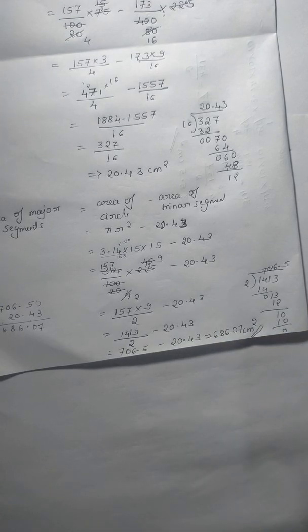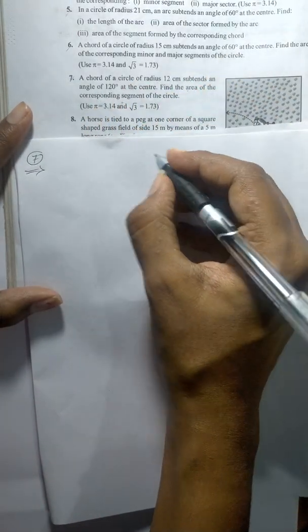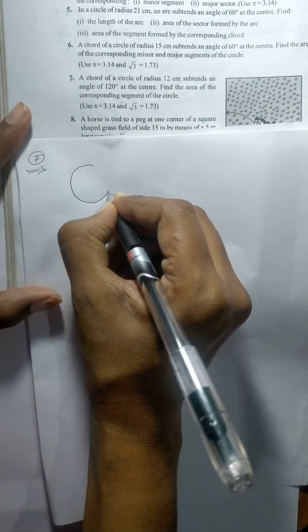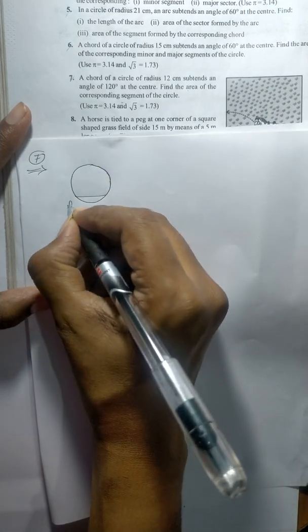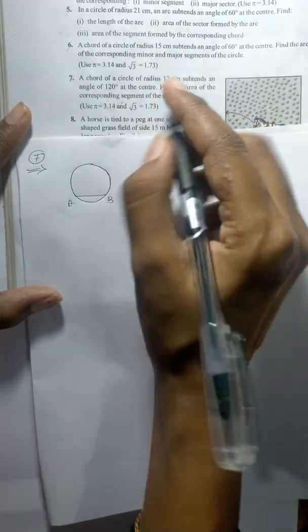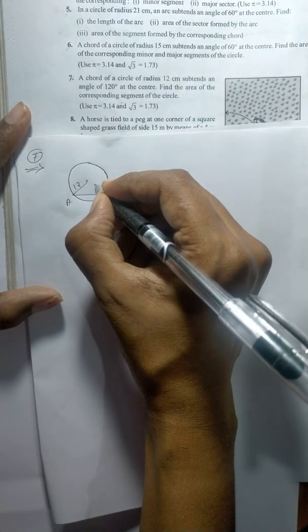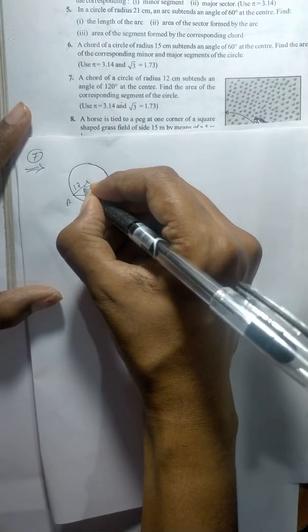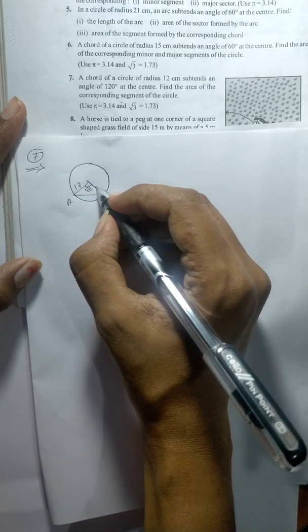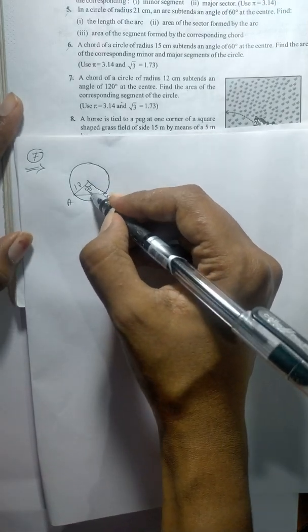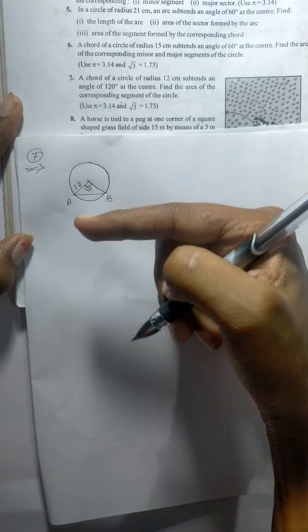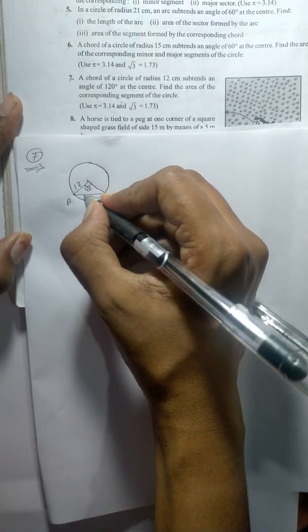Next question. So in the 7th question, what they have given, a chord of a circle of radius 12 centimeter. So in a circle we have the chord AB, of a circle radius 12 centimeter, from the center it is 12 centimeter, subtended an angle of 120 degree. It is not 90 degree, it is not 60 degree, now it is 120 degree. So that means little bit format will change, how we have solved previously.